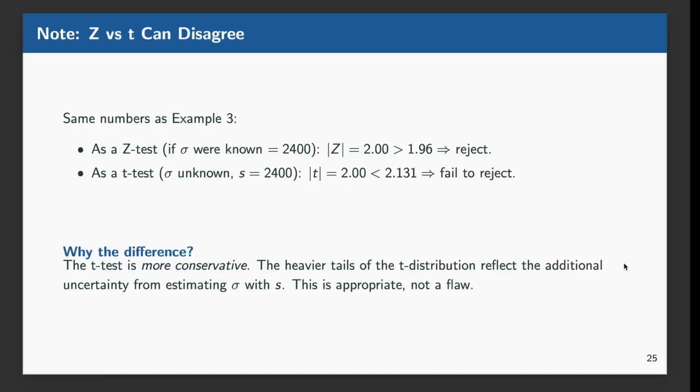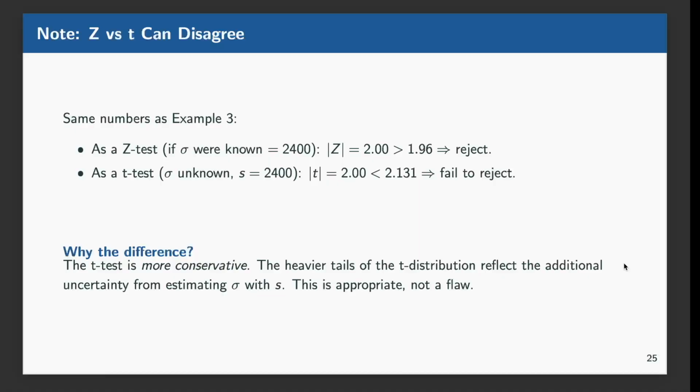Why does this disagreement happen? The t-test is simply more conservative by its very nature. The heavier tails of the t-distribution reflect the genuine extra uncertainty that comes from estimating sigma using s, rather than knowing its true value outright. This is not a flaw, and it is not a contradiction. It is the t-distribution doing exactly the job it was designed for, building in a margin for what we genuinely do not know for certain. Are you sitting comfortably with why these two approaches can differ from each other?